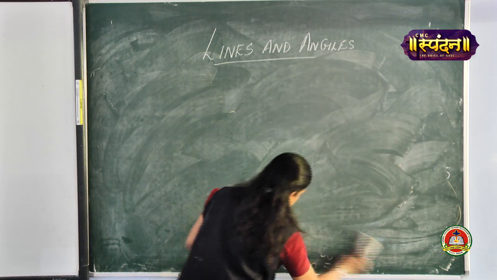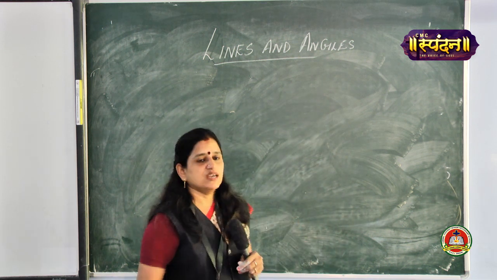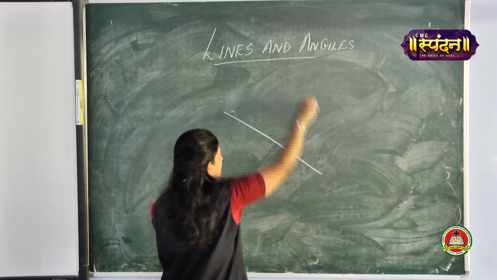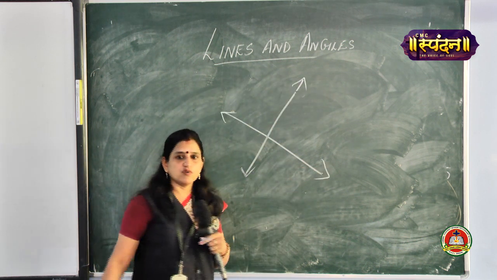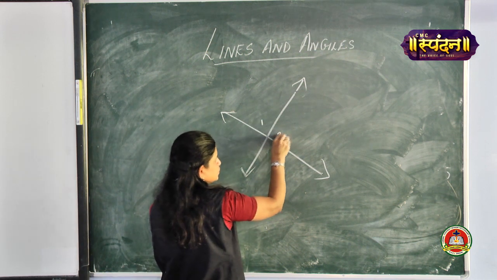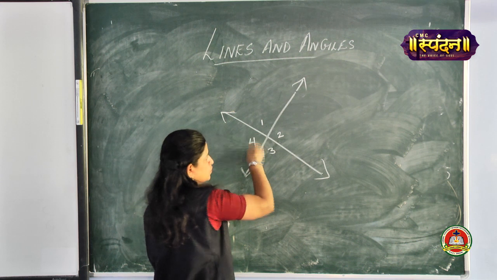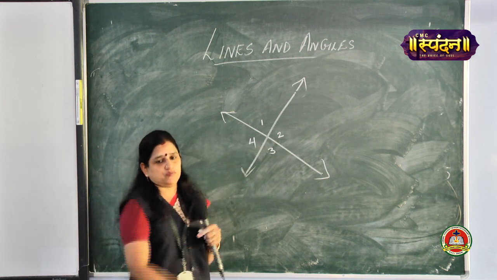So what are vertically opposite angles? As I said, when two lines intersect each other, vertically opposite angles are formed. Here, let me name these angles as 1, 2, 3, 4. So, whenever two lines intersect, four angles are formed.